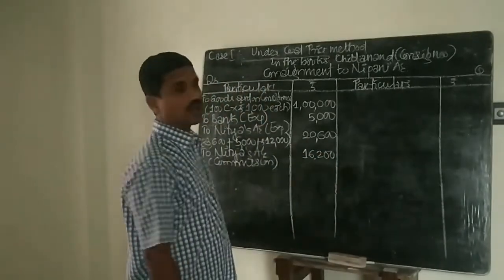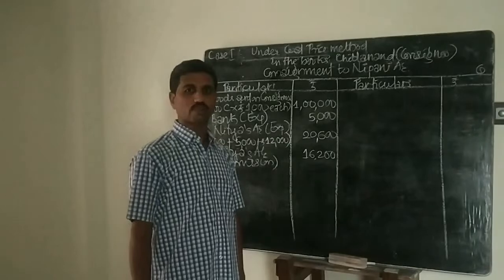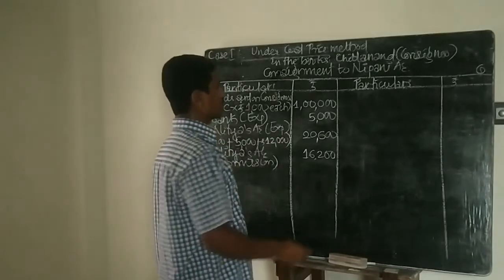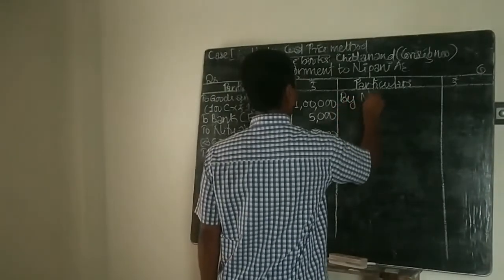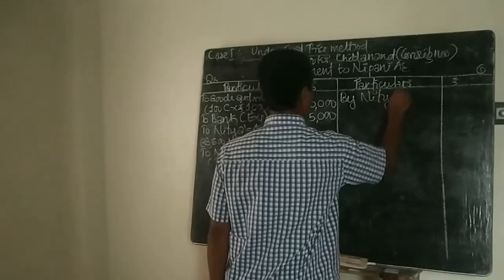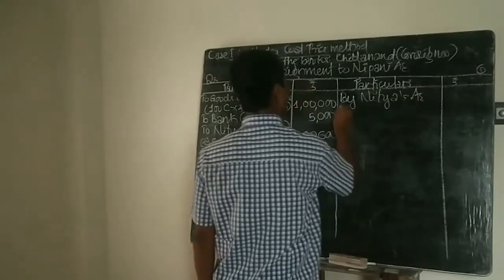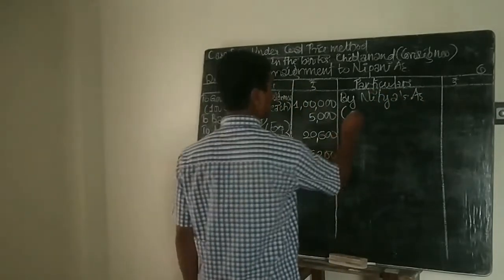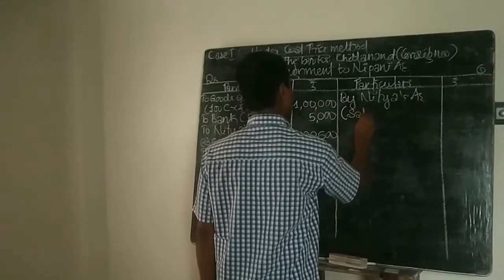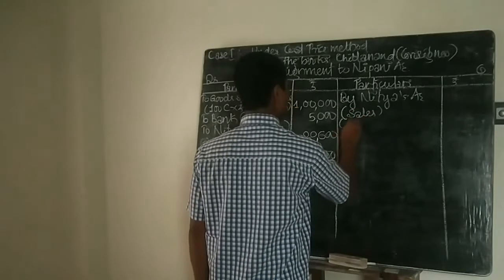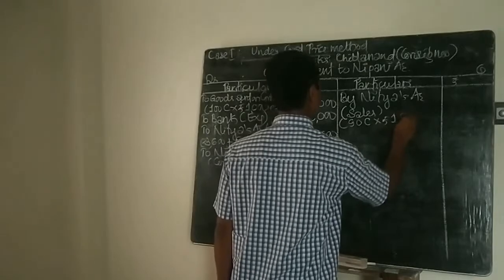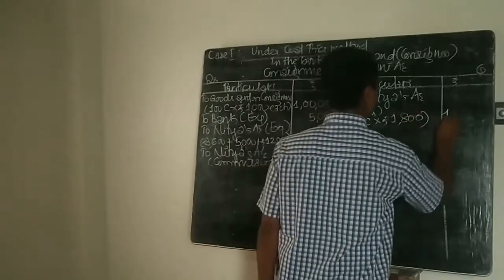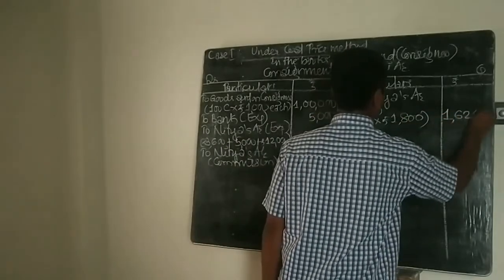When the sales are made by the consignee, then the entry will be Nitya's account debit to consignment account credit. In the bracket you write sales, that is 90C into rupees 1,800. That comes to 1,62,000.